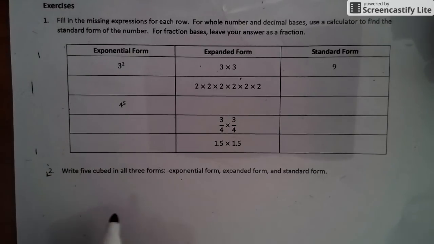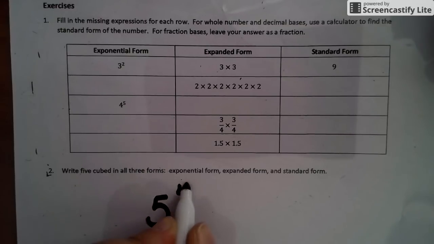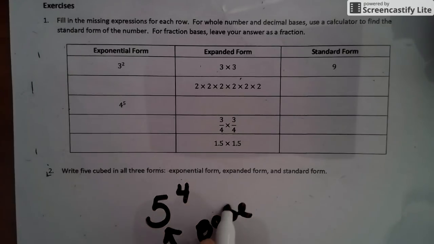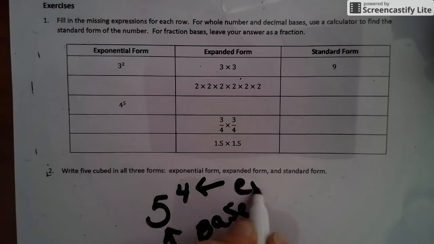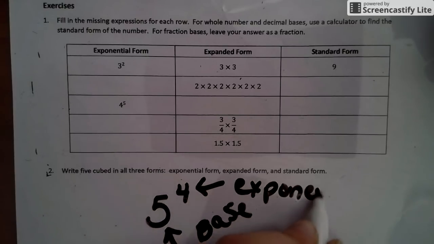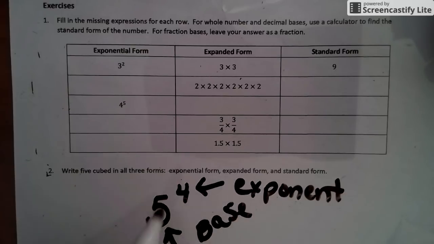So I'm going to write it down here. Like 5 to the 4th power. This is the base number, and this is the exponent. Okay, so you might want to jot that down. This is the base, this is the exponent. This exponent tells you how many times you must write this base number.